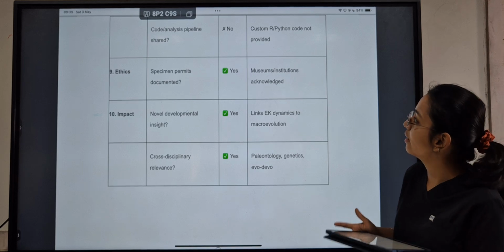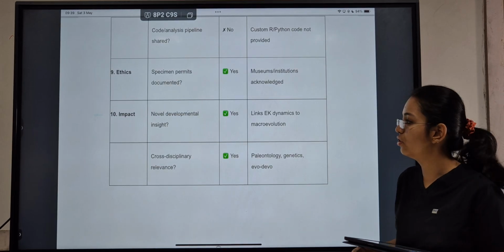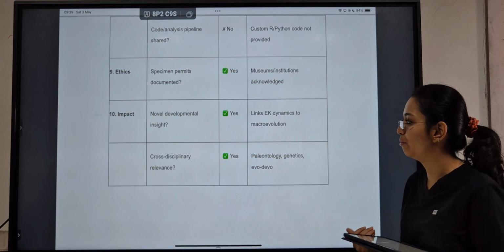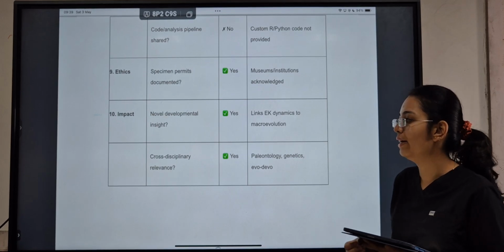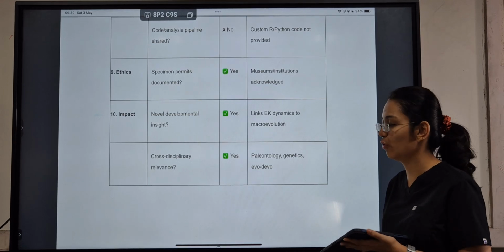Ethics, the museums and institutions which were used were acknowledged, and the impact is it linked the EK dynamics to the macroevolution, and it definitely had an impact pertaining to paleontology, genetics and Evo-Devo models.